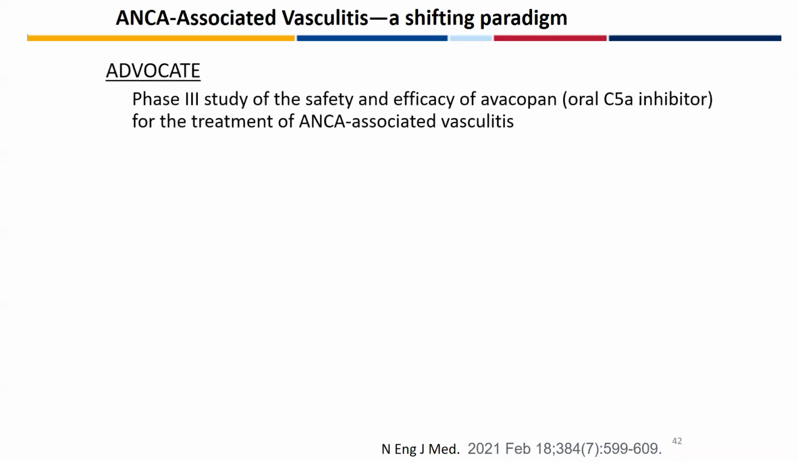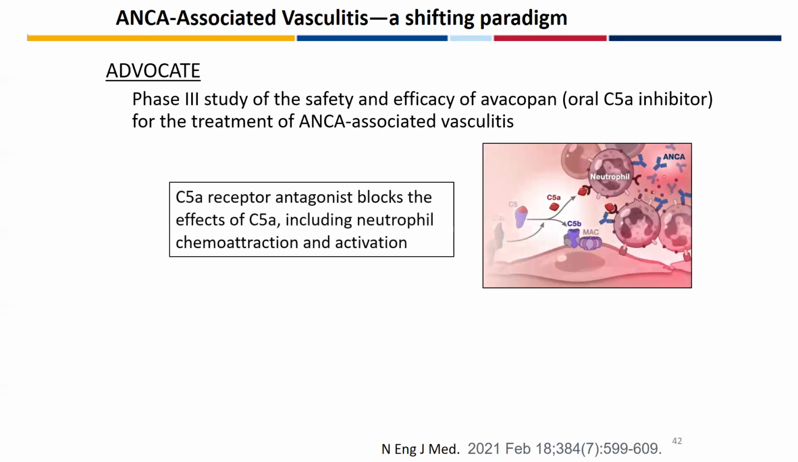Now, the second study, the one published last week, was called ADVOCATE, and it was a phase 3 study looking at the use of avacopan, an oral C5a inhibitor, for the treatment of ANCA-associated vasculitis. This C5a receptor antagonist blocks the effects of C5a, which include neutrophil chemoattraction and activation, which are important for ANCA-associated vasculitis. Incidentally, this drug is also being studied for hidradenitis, and that is called the AURORA study. It recently read out its top-line results, which suggested efficacy in patients with early stage 3 severe HS.